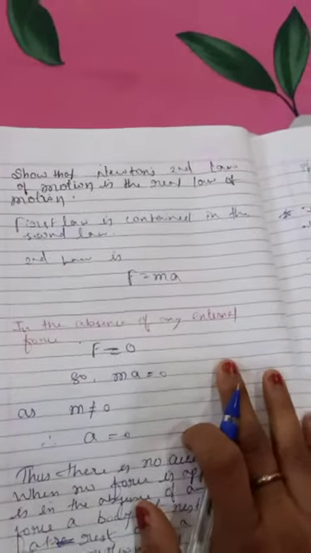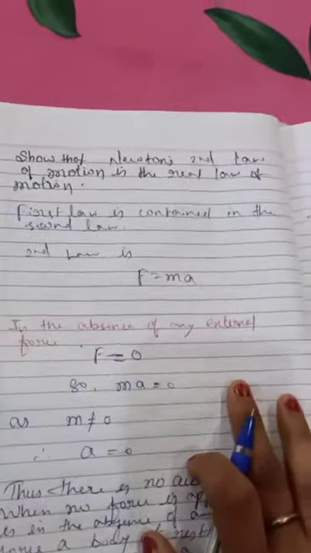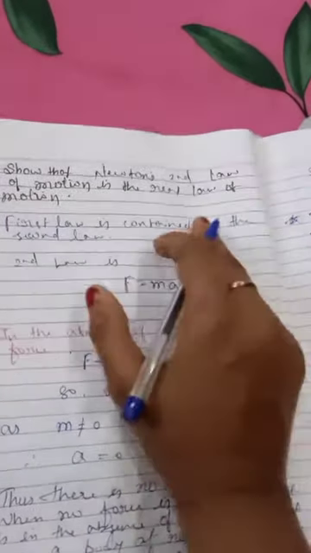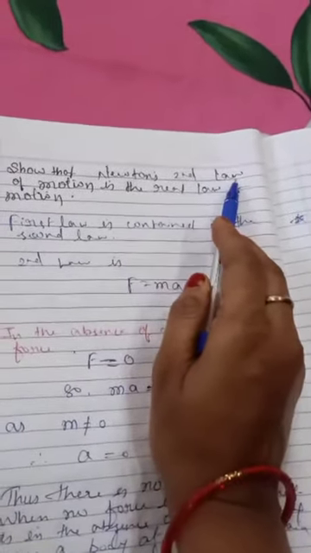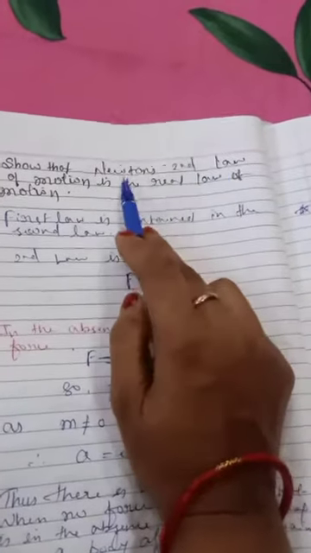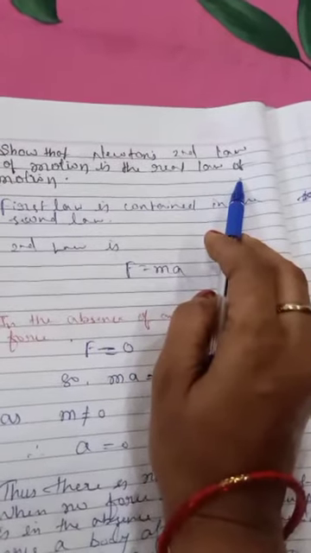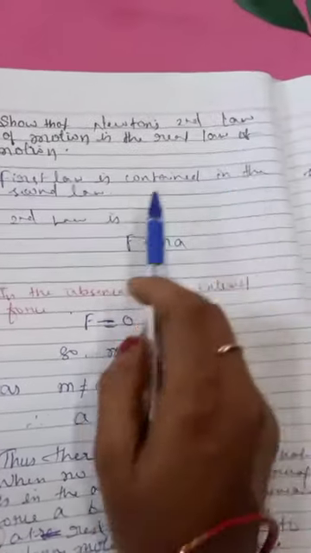Good morning, children. Show that Newton's second law of motion is the real law of motion. This is a very important question. In this question, you have to prove that Newton's second law contains the first law as well as the third law of motion. That's why Newton's second law is called the real law of motion. So you have to prove this.